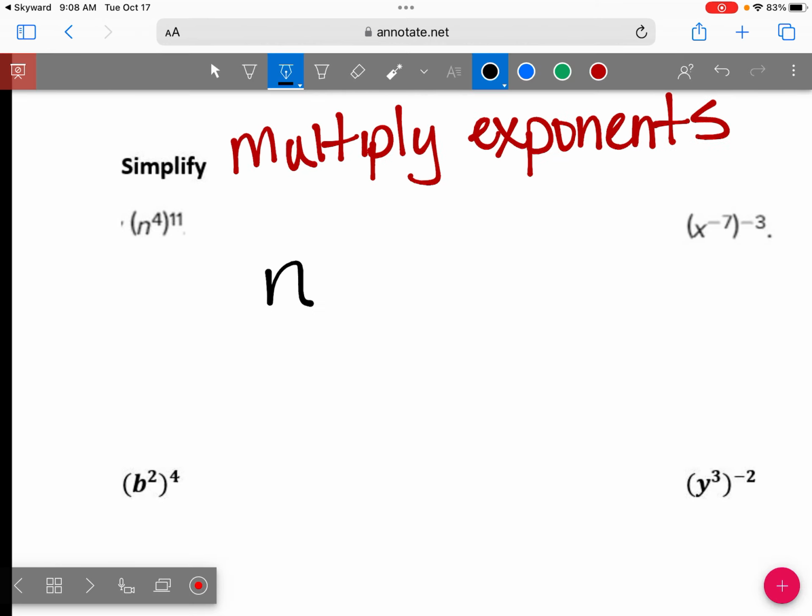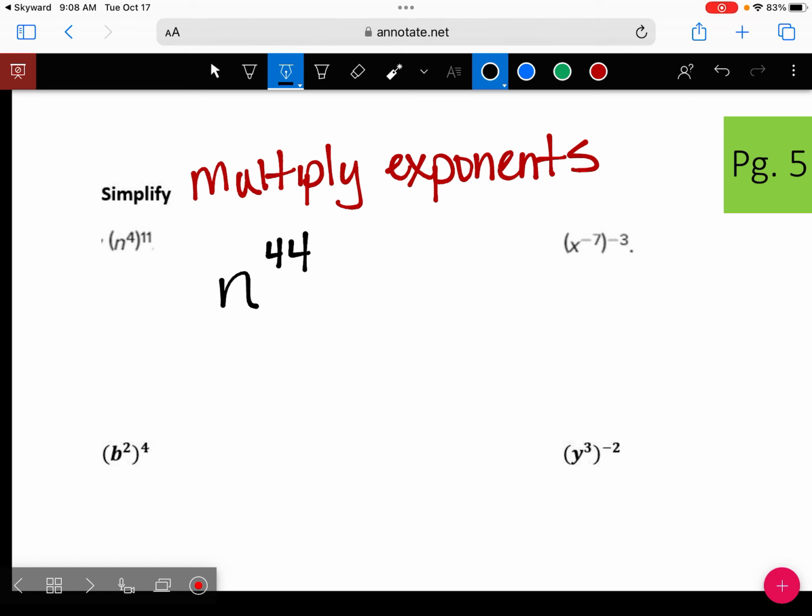So 4 times 11 is 44. Negative 7 times negative 3. What's negative 7 times negative 3? Positive 21. 2 times 4, 8. And 3 times negative 2, negative 6.